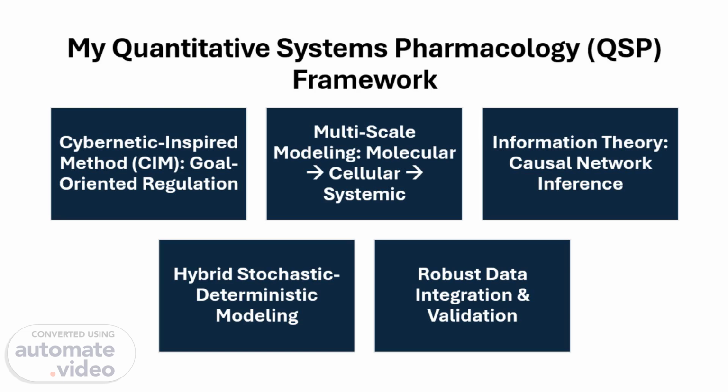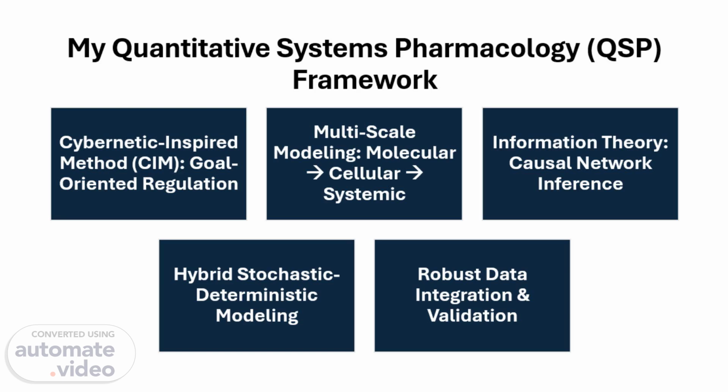Information Theory. By applying principles from information theory, we infer causal networks, identifying true cause and effect relationships rather than just correlations. Hybrid Stochastic Deterministic Modeling. This allows us to capture both the random, probabilistic events at finer scales and the predictable, macroscopic dynamics. Robust data integration and validation. Ensuring our models are grounded in high-quality data and rigorously validated against experimental observations is paramount. In this presentation, I will share examples of applying these frameworks across scales and data types.